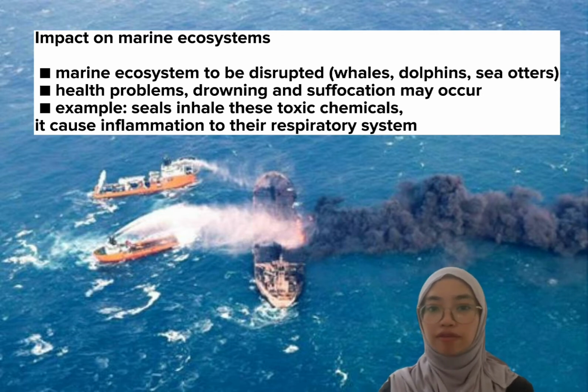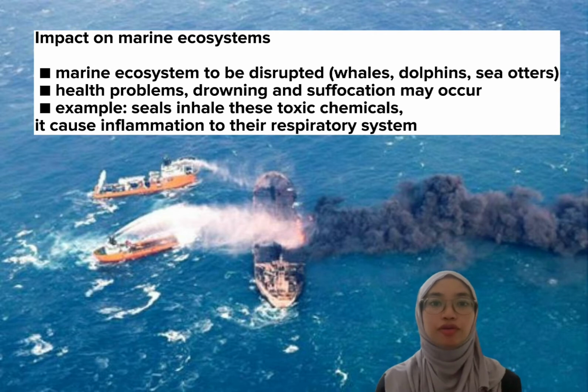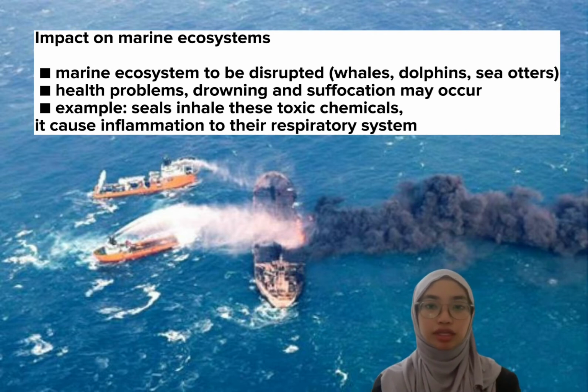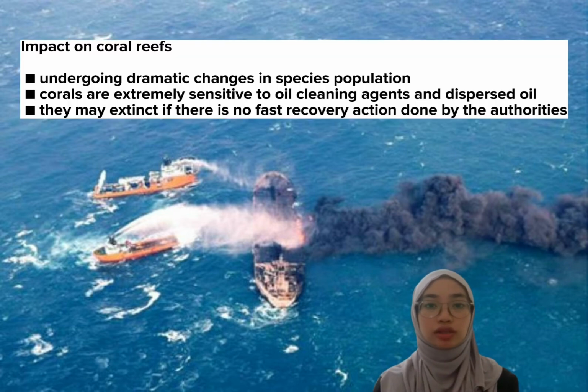Marine animals that have direct contact with oil frequently have health problems, drowning and suffocation. When marine animals come into contact with petroleum, the volatile hydrocarbons that evaporate from the surface slick are likely to be inhaled. Inhaling these volatile hydrocarbon molecules has the potential to be dangerous. For example, when seals inhale these toxic chemicals from oil spillage, it can cause inflammation to their respiratory system and lung blockage.